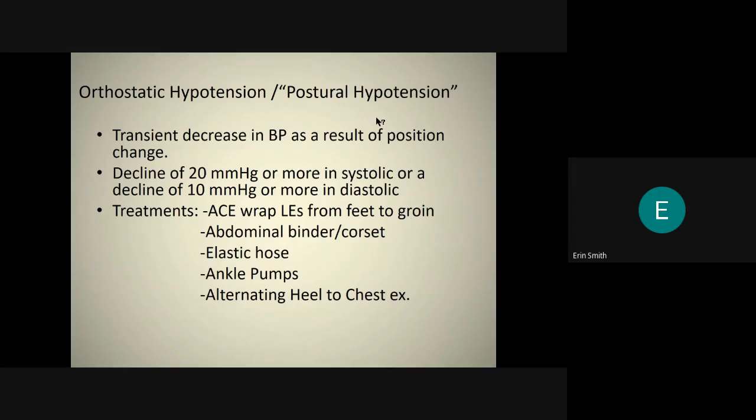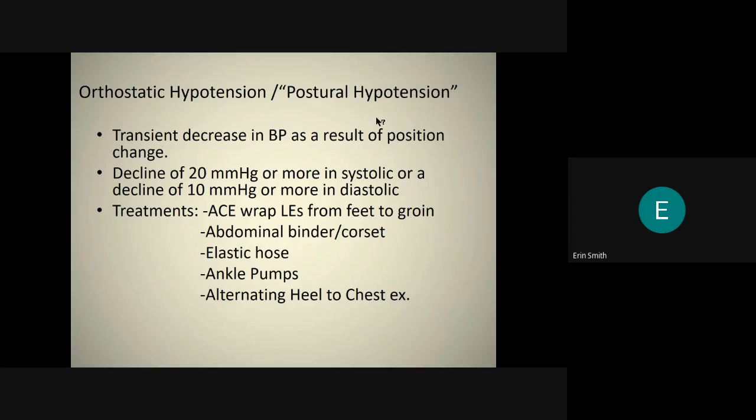So what that basically means is the physician wants you to take your patient's blood pressure with them laying down. Then he would want you to sit them up and have them wait for about 5 minutes, maybe 2 to 5 minutes actually. Take their blood pressure again to see if you're seeing that drop, that 20 millimeters of mercury drop in the systolic, 10 millimeters of mercury drop in the diastolic. Then you do it in standing.